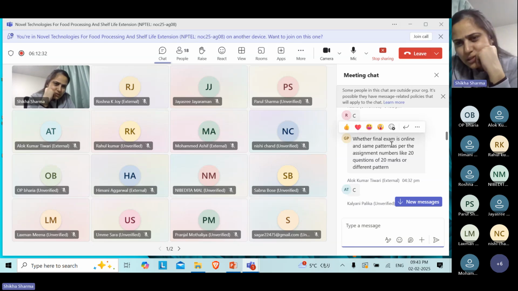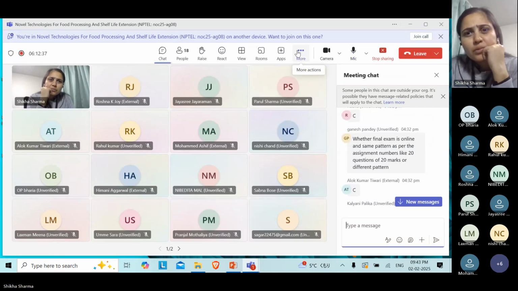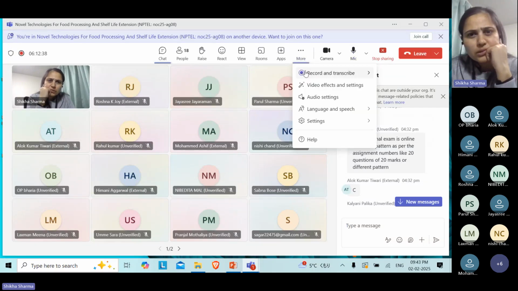Whether the final exam is online and in the same pattern as per the assignment.